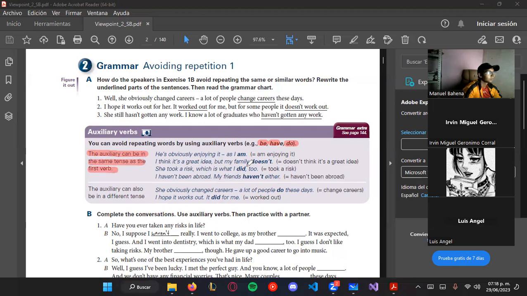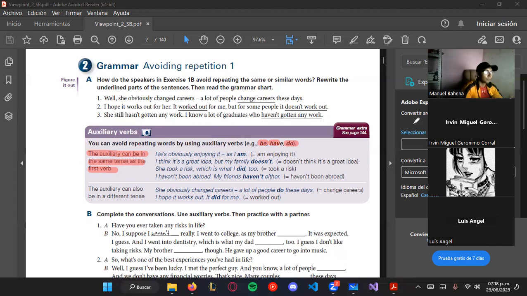The auxiliary can be in the same tense as the first verb. Okay. What does that mean, Irving? What does that mean? The auxiliary can be in the same tense as the first verb. What's the translation? What's in Spanish? El auxiliar puede estar en la misma oración como el primer verbo. Not oración, tense, not sentence, tense. Tiempo, tiempo verbal, como el primer verbo. Exactly.